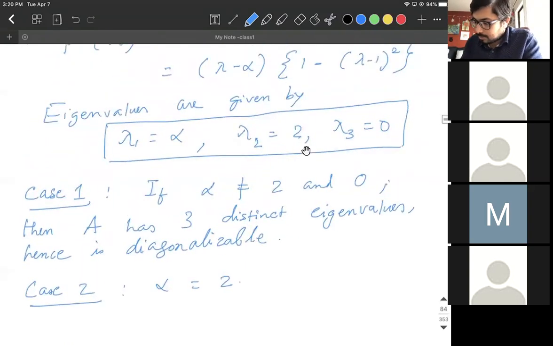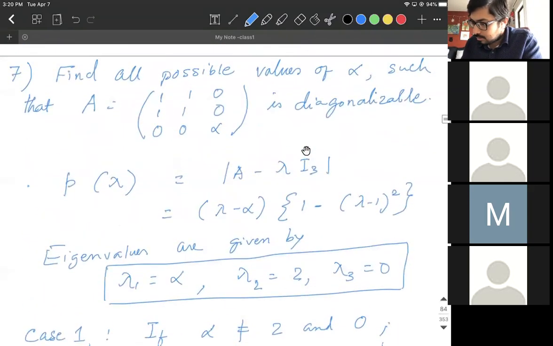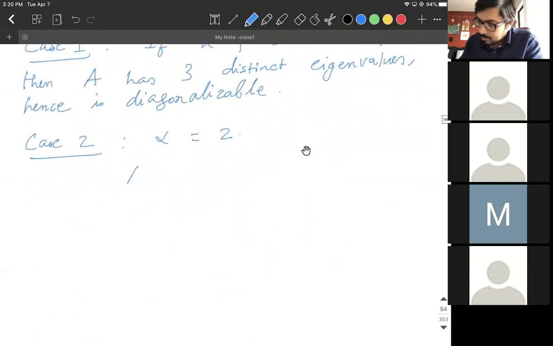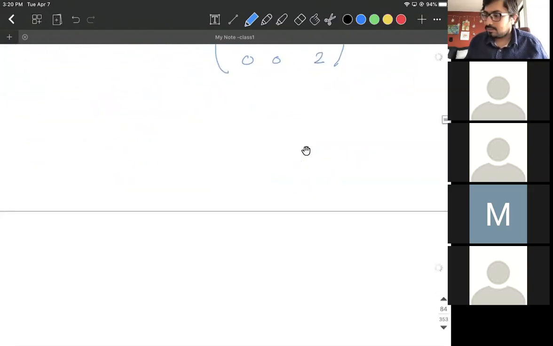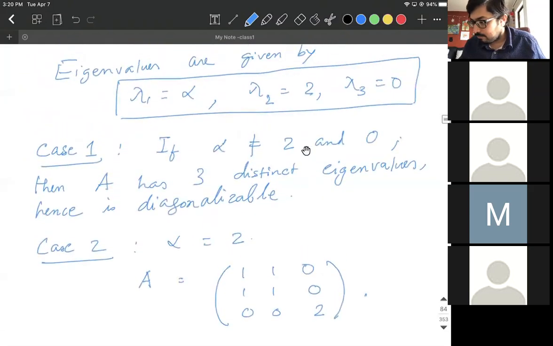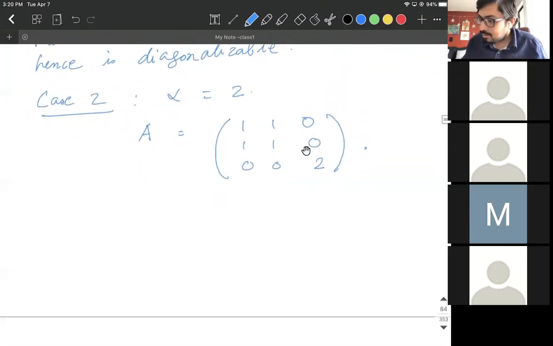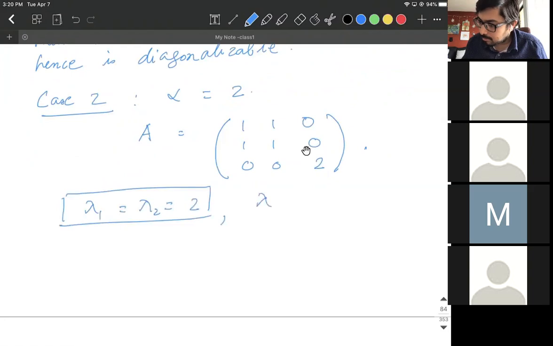So then what is the matrix? If alpha is 2, then A is given by the following matrix: 1, 1, 0, 1, 1, 0, and 0, 0, 2. Okay. And if alpha is 2, then lambda 1 equals lambda 2 equals 2, and lambda 3 equals 0.